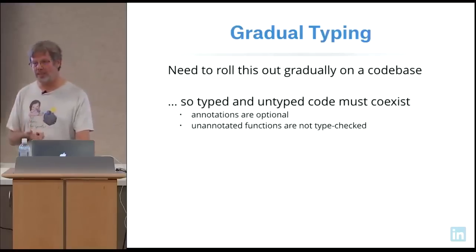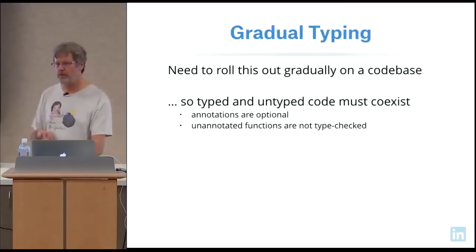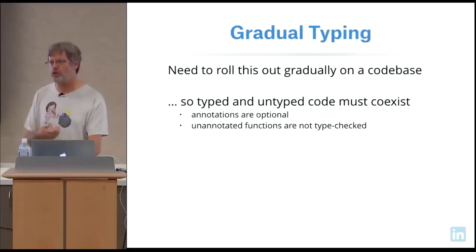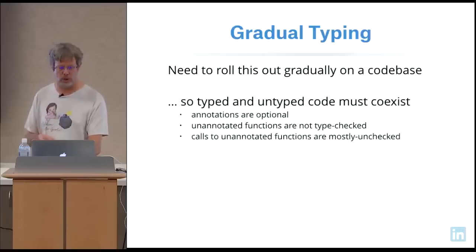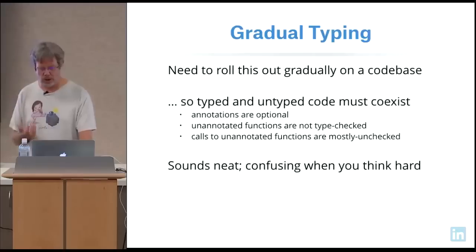When a function is not annotated, it's also not type checked. And that goes both ways. The body of the function is not type checked, but the calls to an unannotated function are also not type checked. Don't think too hard about that.